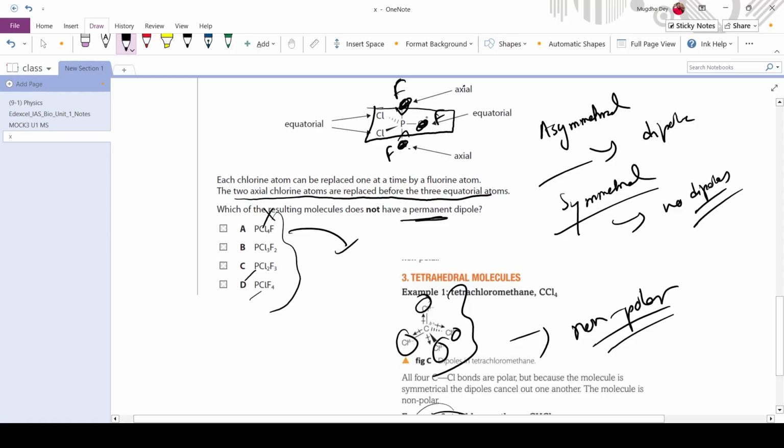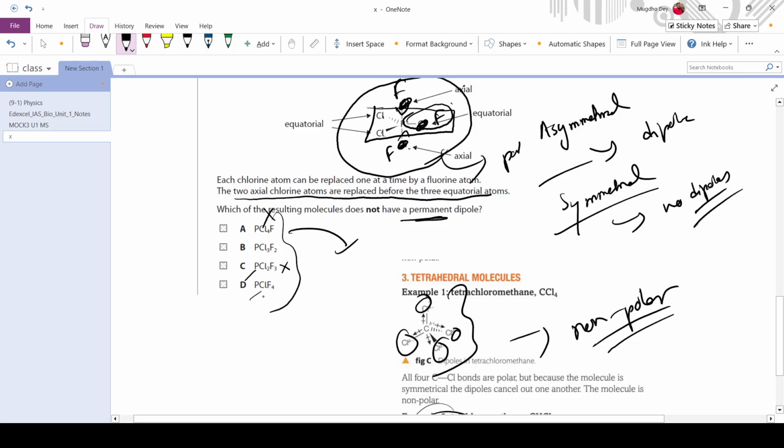So what's going to happen is pretty simple. This one will have its dipole remain, the polarities won't cancel out each other. By polarities I mean the partial positive and negative charges, they won't cancel out each other, but these two will. See, one remains, so you can clearly say the overall molecule is polar, right? So obviously it will have a permanent dipole, so C is not the correct answer either.